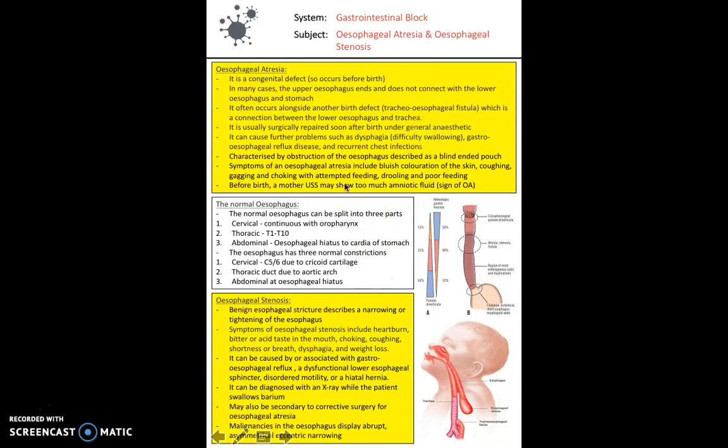So it's characterized by obstruction of the esophagus, and we describe it as a blind-ended pouch. As you can imagine, there's an end to it, and it's not really got anywhere to go. Symptoms include a bluish colour of the skin, coughing, gagging, and choking when they attempt to feed, drooling, and poor feeding. So it really is something that's detected at birth almost immediately.